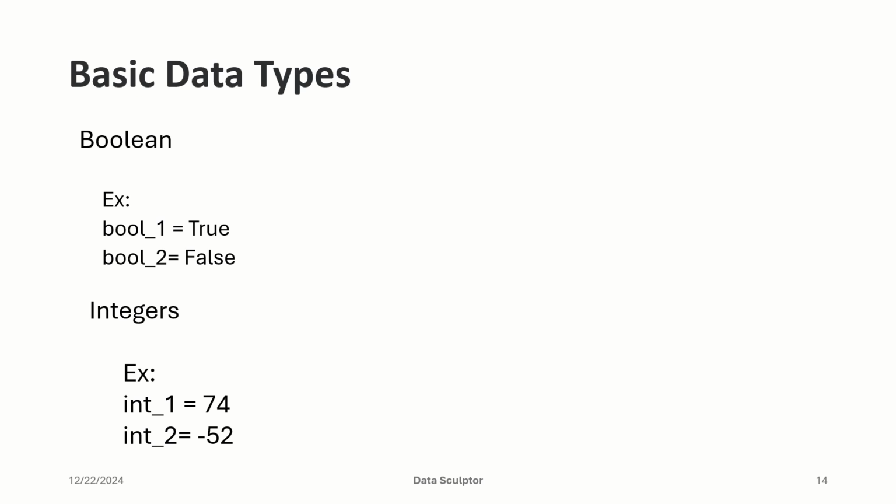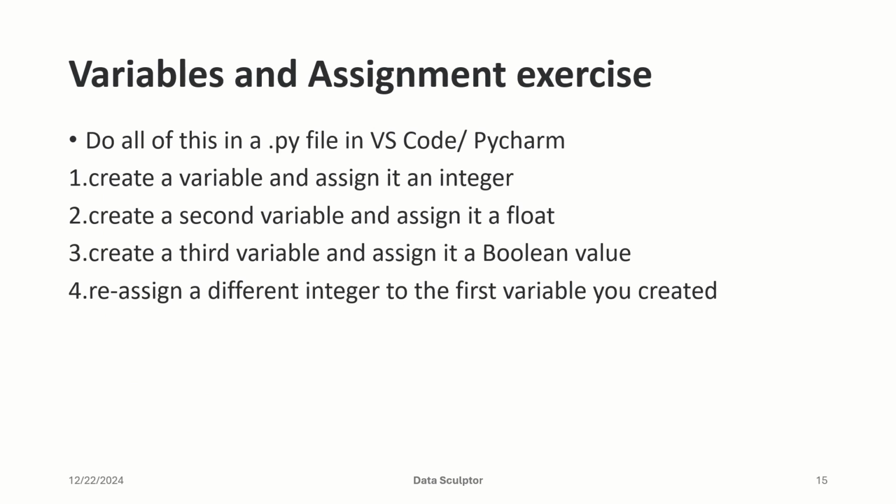And again integers. So now as you have clearly understood what a variable is and what the assignment operator is, let's do a small exercise. Let's create a variable and assign it an integer value, and create a second variable and assign it a float. Create a third variable and assign it a boolean value. Reassign a different integer to the first variable you have created.